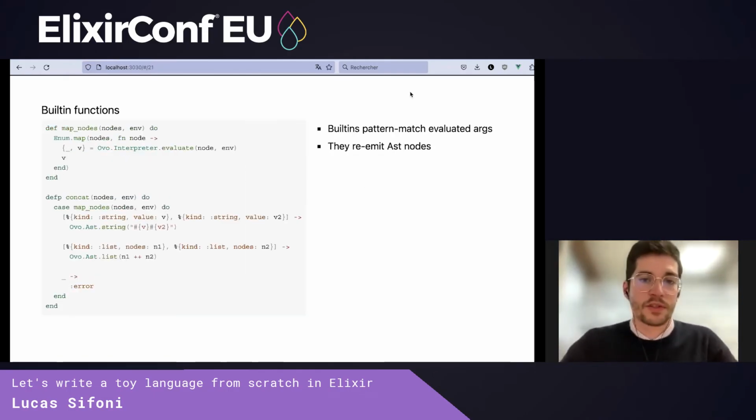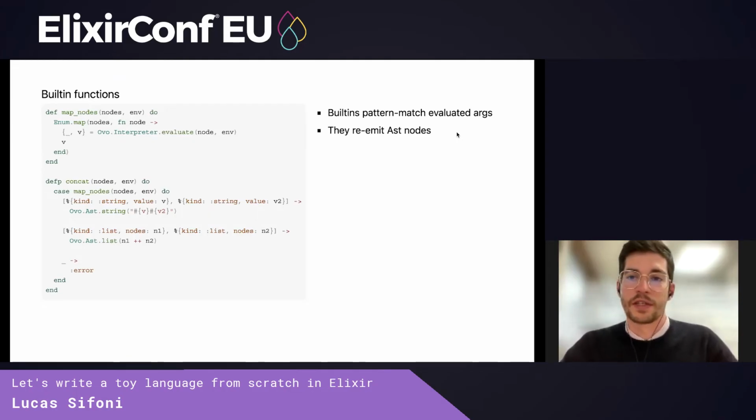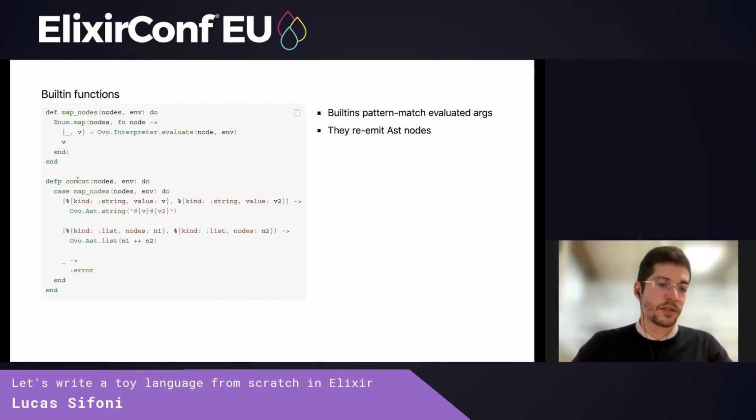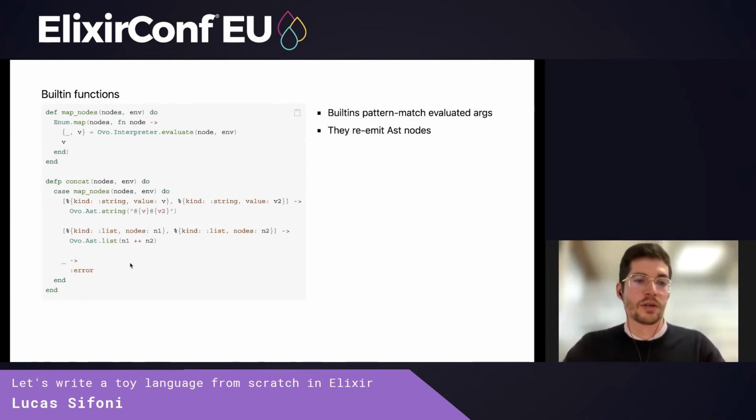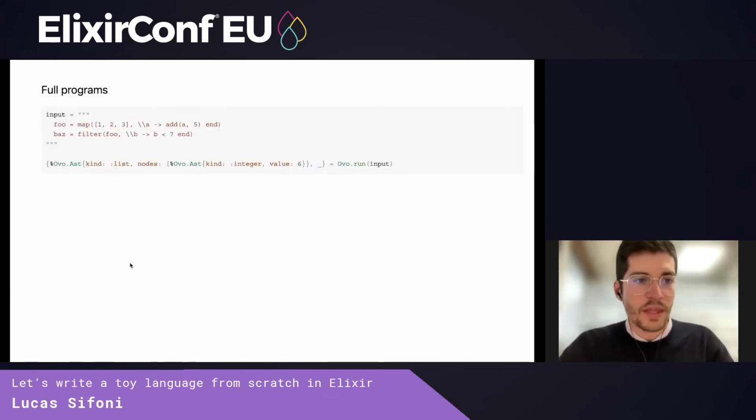Anyway, a built-in function pattern matches on the evaluated args, so we can see that the built-in concat matches for 2 strings or 2 list nodes and re-emits the node that corresponds to the operation of concatenation. So this is how you reduce nodes to little values at the end. And this is how you get to evaluate a full program, like this mapping of a list with 3 elements, on which we add 5, then filter for inferior to 7, and we get a list with a single integer node of the value 6.